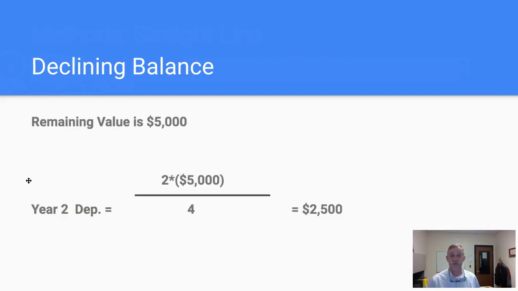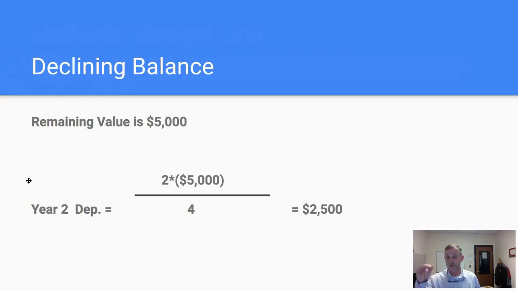Declining balance, remaining value is $5,000 for year 2, because we depreciated, we expensed out $5,000. So it was a $10,000 purchase price. We get a remaining value of $5,000. We still have a rate of 2, so we have 10,000 divided by 4. We get $2,500 for year 2, which would be the depreciation for that year.